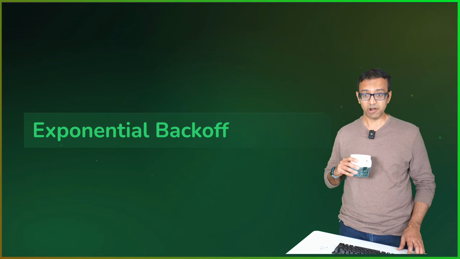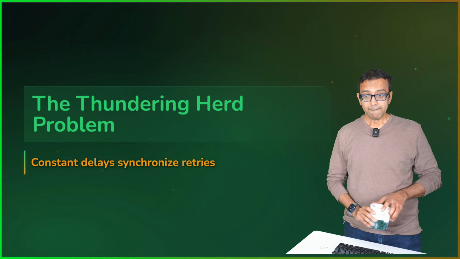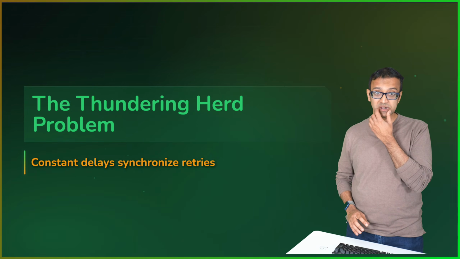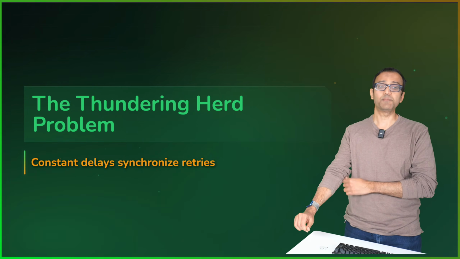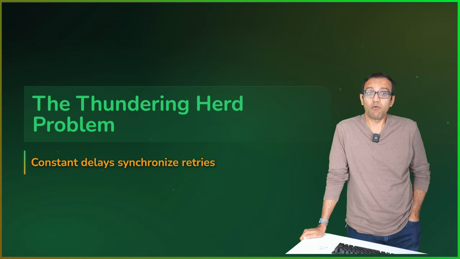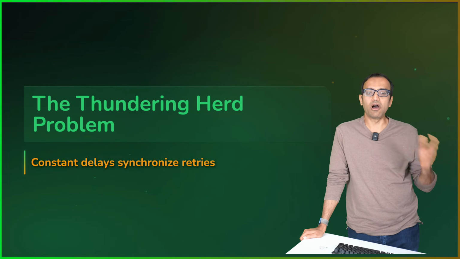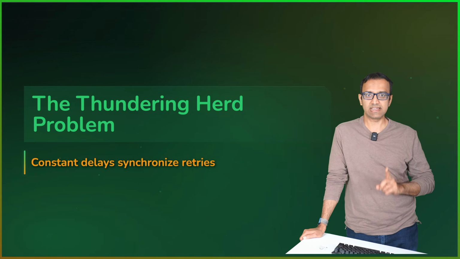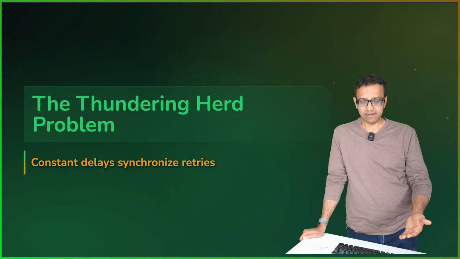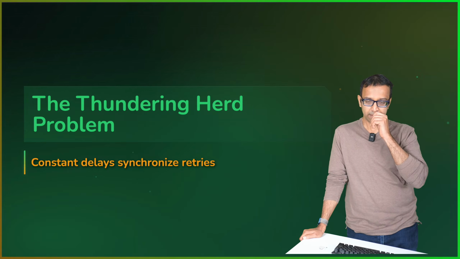All right, now let's talk about exponential backoff. I'm going to address the problem, which is the thundering herd problem. Let's suppose that you add a constant 1 second delay between retries, right? Now, let's say all retries have a constant 1 second delay. Your code fails, waits for 1 second, and then it retries, and then fails again, waits for 1 more second, it does a retry, right?